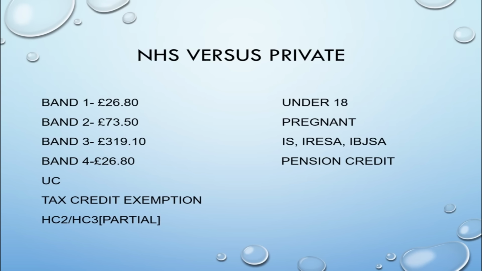Band 3 is anything that involves lab work, like a soft bite guard or a denture or a crown, is 319.10. So these are NHS prices. If it's an emergency, it's 26.80.